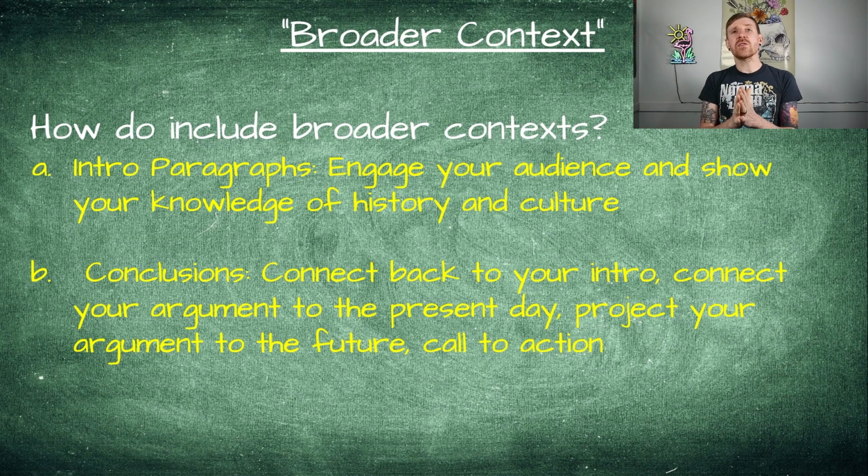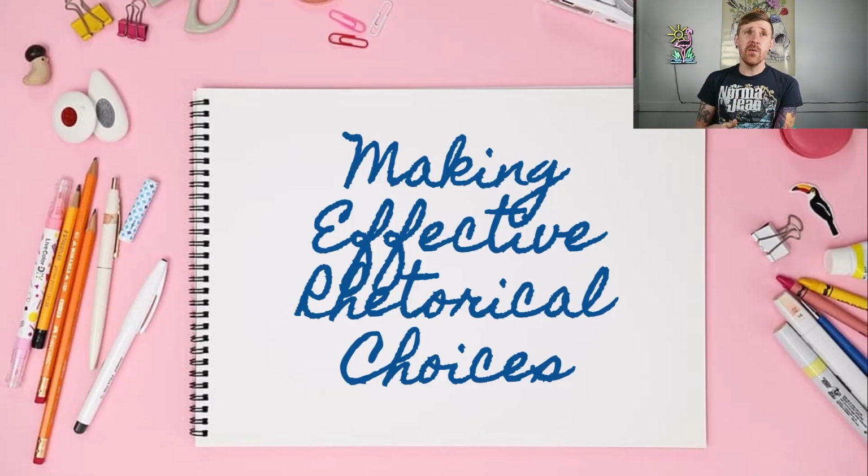Another thing that you could do in your conclusion to show that broader context is connect your argument to the present day. If you're arguing about something that's a little bit more in the past, especially if you're doing a rhetorical analysis, you could also project your argument into the future. If your argument's engaged or embraced, what would it look like in the future? Or you can call people to action. So these are ways to situate things within a broader context. You're going to want to make sure that you do that. And if you can do that well, you are on your way to capturing that unicorn and getting that sophistication point. Now, another way we can do this is by making effective rhetorical choices.